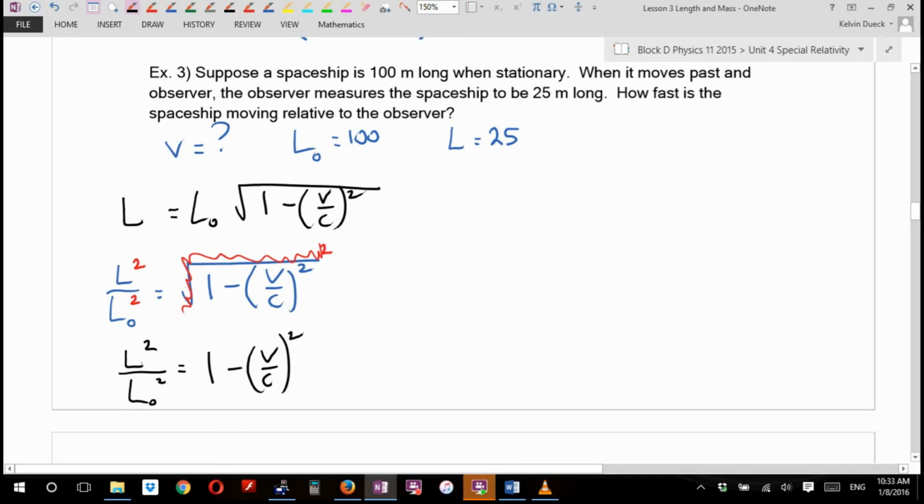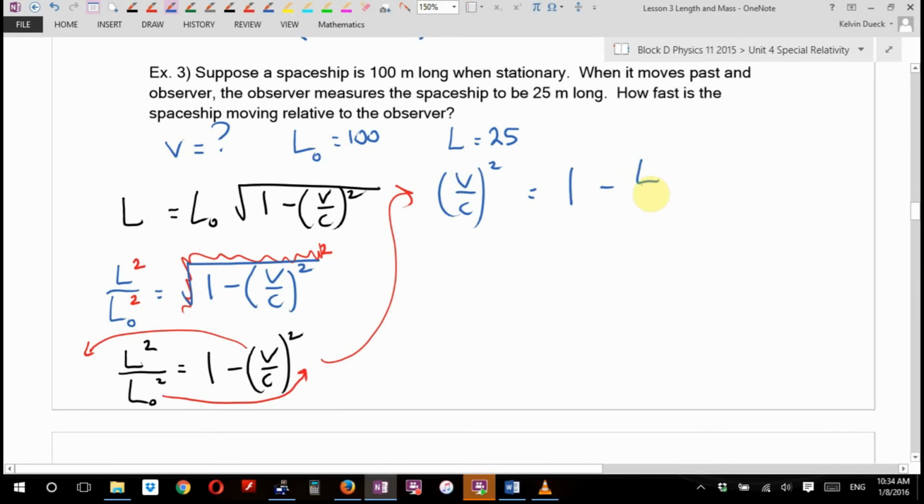Matt, I'm coming back to you. See the V over C in brackets? What's right in front of that bracket? I don't like that. You know what? I'm going to plus this there. At the same time, I'm going to minus this there. I'm going to get V over C all squared equals 1 takeaway L squared over L0 squared.